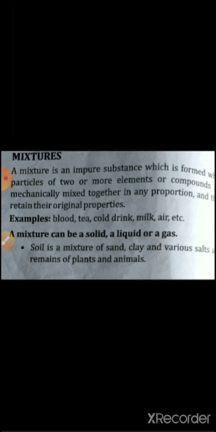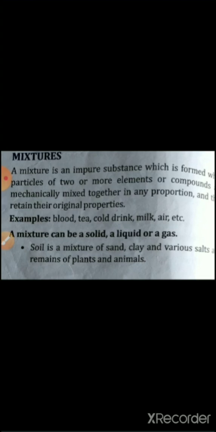They are mixed mechanically. Mechanically means using different tools or instruments, we can mix together different elements or compounds in any proportion. That means not in a fixed proportion. We can take any amount of any compound, any amount of any element, and mix them together. That is a mixture. And in a mixture, the components keep their original properties. They don't lose their original properties.